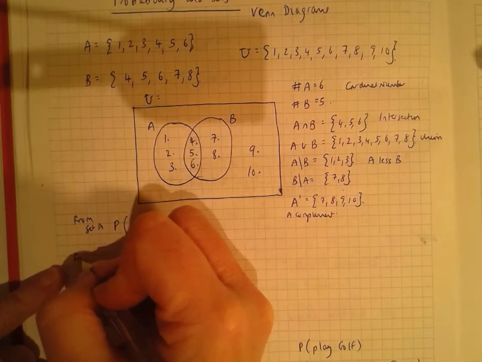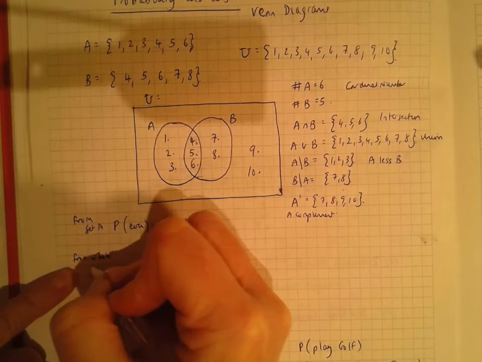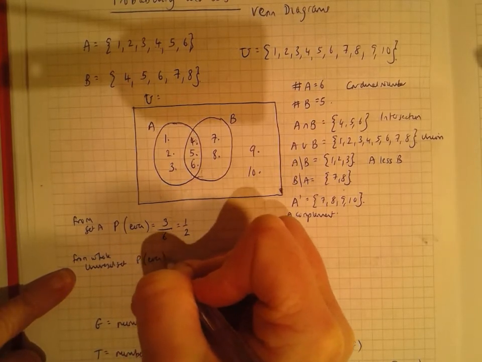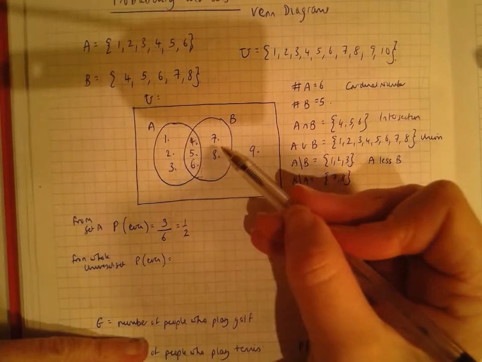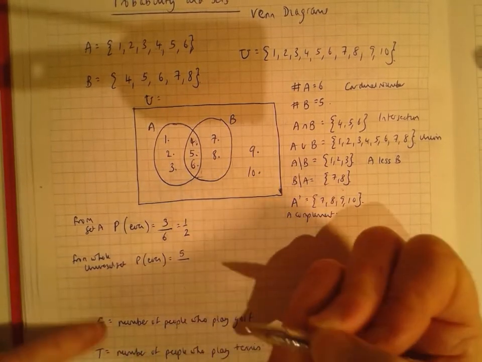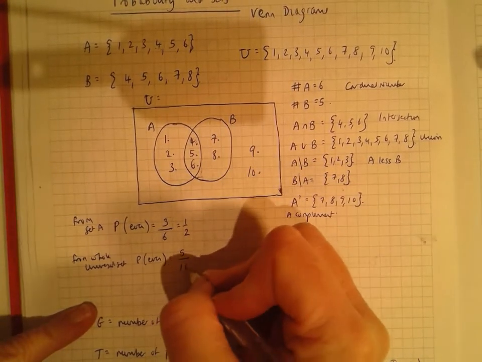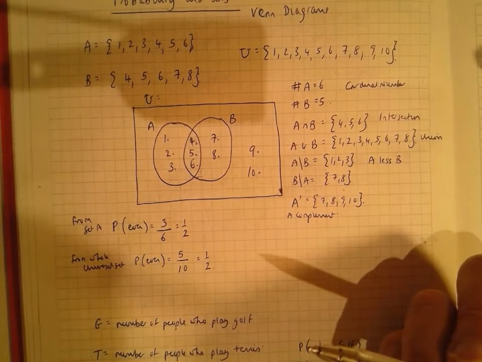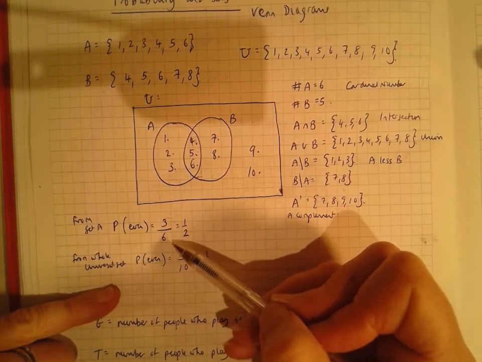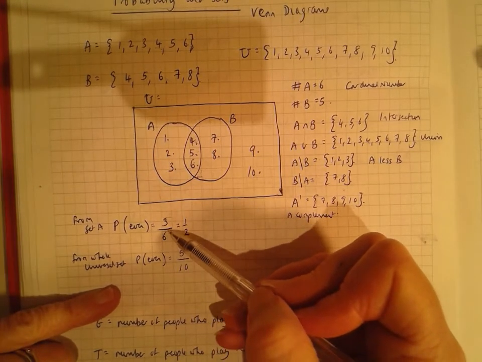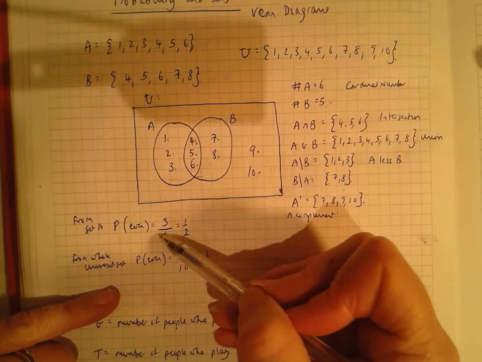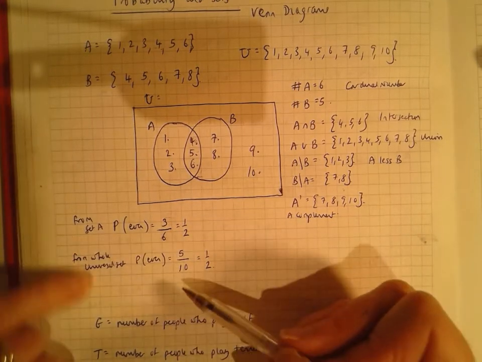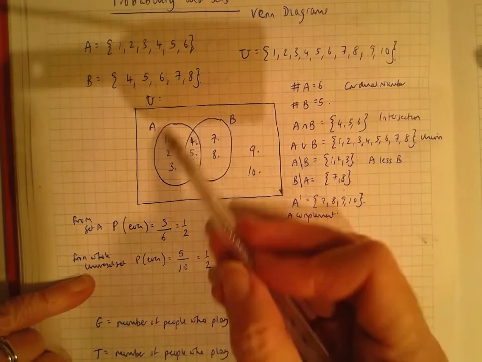But from the whole universal set, the probability of an even number would be 2, 4, 6, 8, 10, 5 out of the total number of numbers, which is 10. So again, it would be a half. But if you notice, it's a half for a different reason. So with set theory, we have to be careful of what numbers we are looking at for the total possible outcomes. Here it was 6 because we were just looking at set A. Here it was 10 because we were looking at the whole universal set.